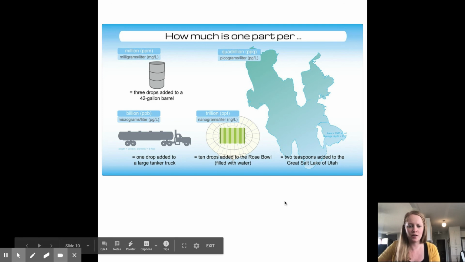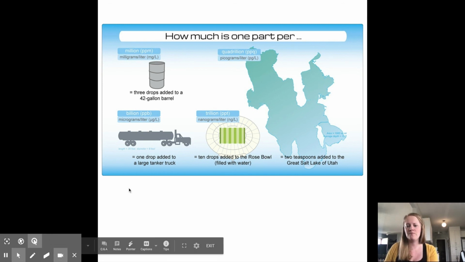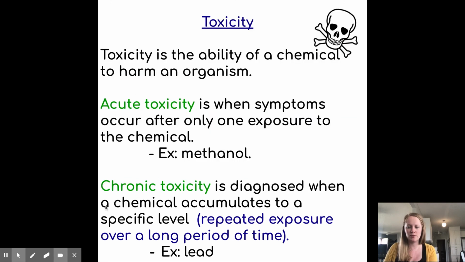And to give you one more little visual, how much is 1 part per million? So 1 part per million is 3 gallons in a 42-gallon barrel. 1 part per billion is 1 drop added to a large tanker truck. 1 part per trillion is 10 little tiny drops added to the Rose Bowl if it was to be filled with water. Obviously, it's not. And you rarely would see this one. I've never seen it, but 1 part per quadrillion is 2 teaspoons added to the Great Salt Lake of Utah. Okay? So very tiny amounts.